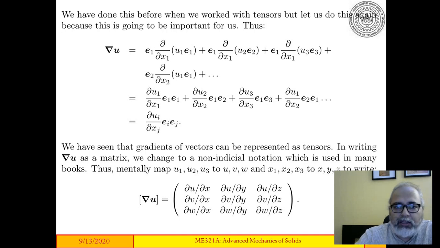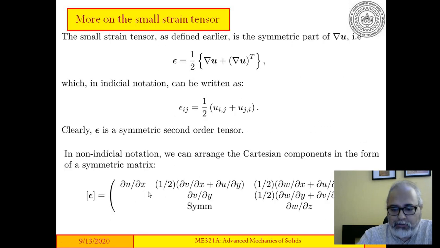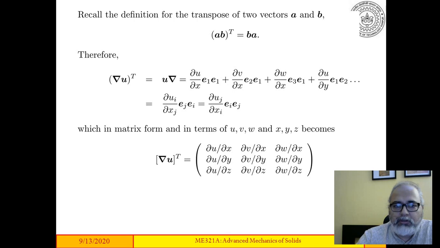Now, to do gradient of u transpose, we simply have to change the order of u and nabla, and that will basically mean that you now have del uj del xi ei ej as your components. Again, doing the same mapping, the transpose will be del u1 del x1, del u1 del x2, del u1 del x3. This was the row in gradient of u. Now it has become a column. Similarly, this has become a column. This has become a column. Add the two together.